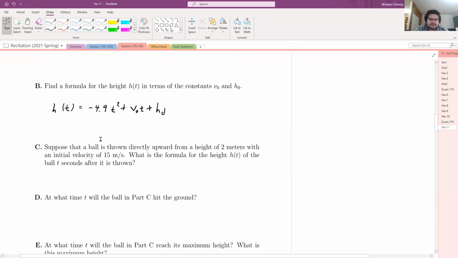So there we go. So these are our two formulas. And now C is basically specifying those two constants for us. We start off at a height of 2 meters. That's telling us that the h naught is 2 meters. And the initial velocity is 15 meters per second. That tells me that v naught is 15 meters per second. So yeah, that's just specifying those two constants for us. And so I can just rewrite the h function with these values.